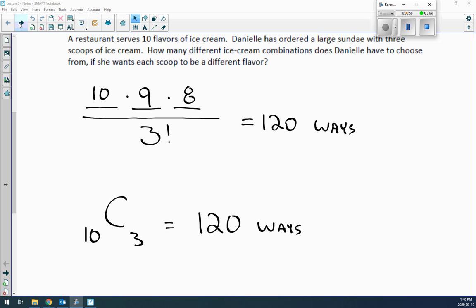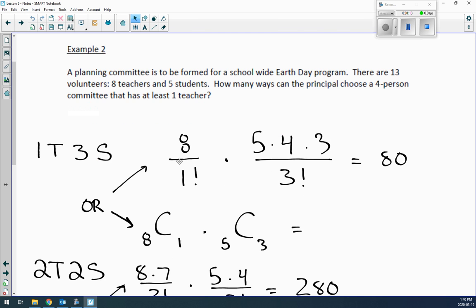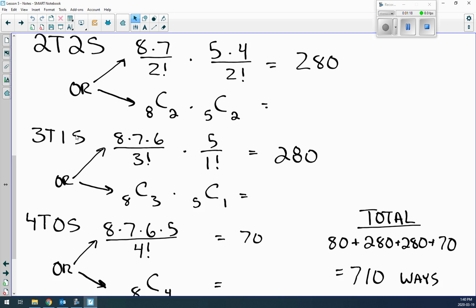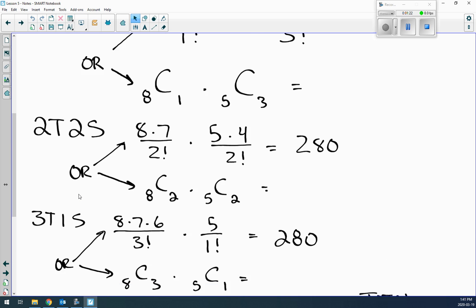Okay, so flip to the next page and let's look at example 2. What we've got is we're forming a committee. There's 13 volunteers, so 8 teachers and 5 students. And the principal has to choose a 4-person committee that has at least 1 teacher. So there's a lot of different possibilities here. You could have 1 teacher, 3 students; 2 teachers, 2 students; 3 teachers, 1 student; and 4 teachers, 0 students. So those are the 4 possibilities.